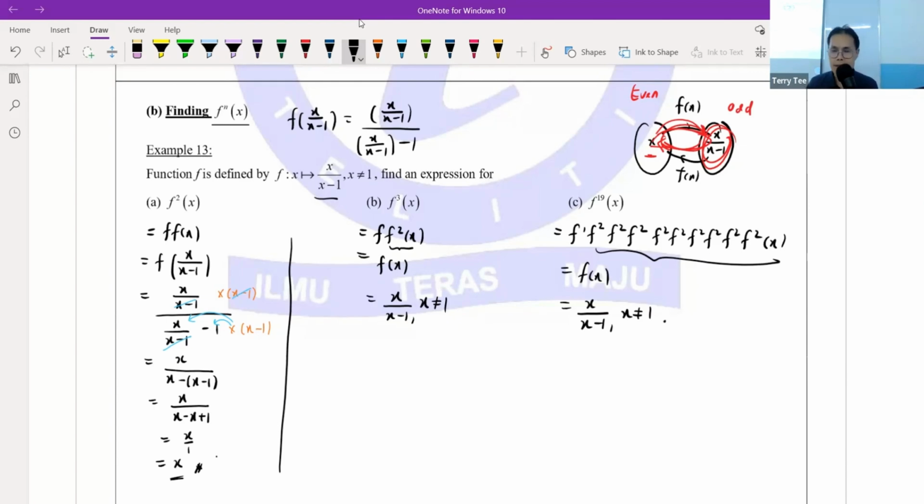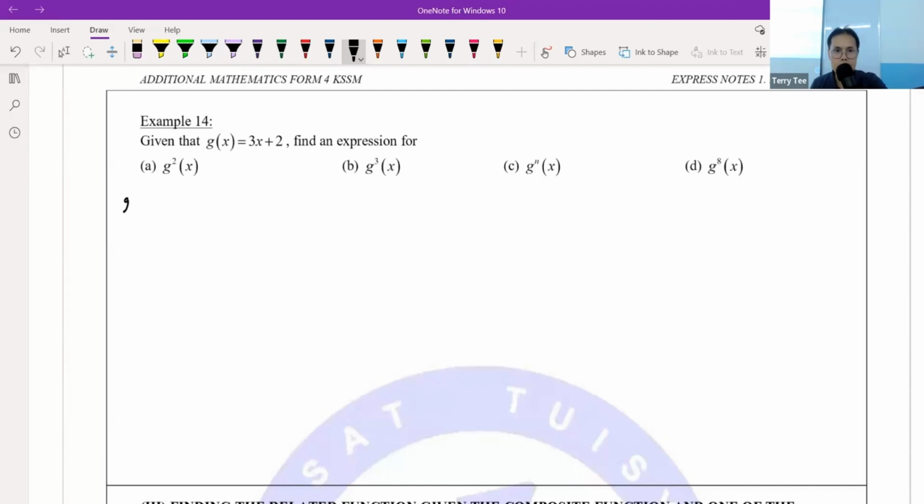Now, not all the time is it f2. Sometimes you may do like f3. Every f3 maps onto itself, or every f4 maps onto itself. It can be that way as well. Okay. Now, the first thing is we know g2(x) means g(g(x)), putting g(x) inside g(x). My g(x) is 3x plus 2. I put it inside 3 bracket plus 2. So what do I put inside here? 3x plus 2. As I expand this bracket, this is 9x plus 6 plus 2, which gives us 9x plus 8.